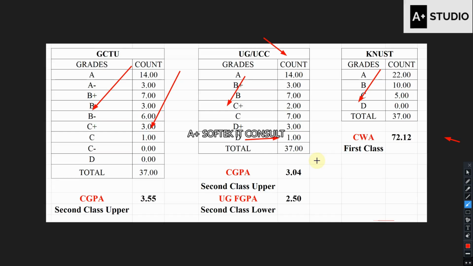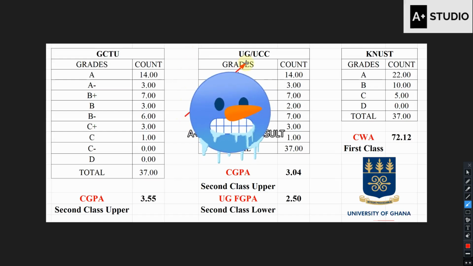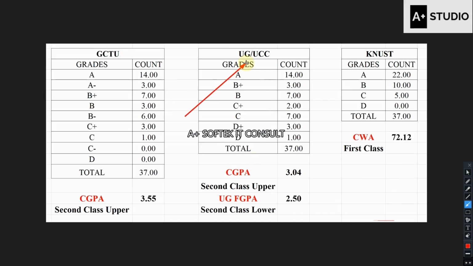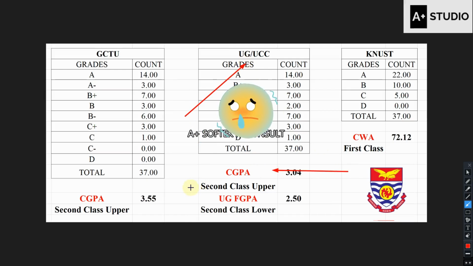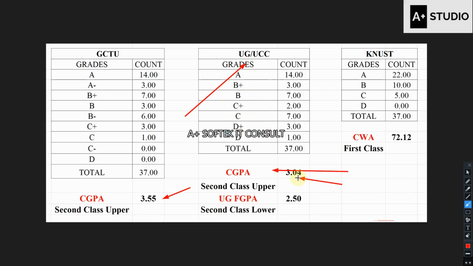Now let's justify and draw the conclusion. As you saw from our data and our analysis, we could tell that the university with the strictest, most hardened and most difficult grading system among the four universities is the University of Ghana. Yes, that comes first. Second comes the University of Cape Coast, because you could tell that the CGPA of this student is 3.55, but the CGPA of the same student is 3.04 here, but the FGPA of the student is 2.50, which means the University of Ghana is more strict, more difficult.